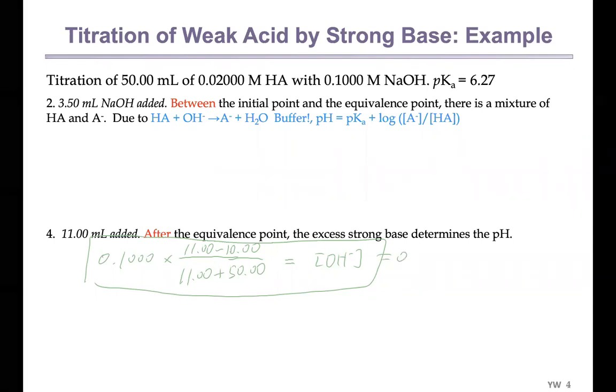So it's actually 0.1000 times 1.00 divided by 61.00. So it's actually 3, right? Because the limiting number is the 1.00. So whatever you get here, we should have 3 sig figs. I think it's something like this, right?